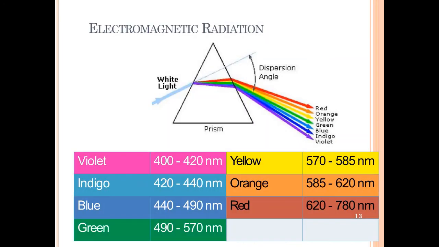So this is the beautiful slide which I have shown in my second slide, formation of rainbow. When white light passes through a prism, the white light splits into its component colors, called dispersion, and we get VIBGYOR: violet, indigo, blue, green, yellow, orange and red. The corresponding wavelengths are shown in the table.